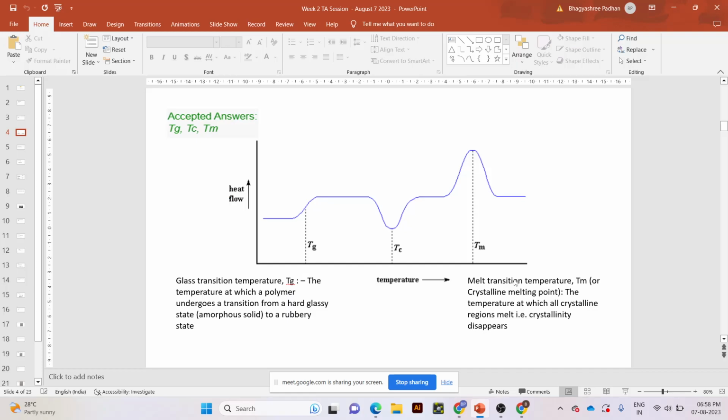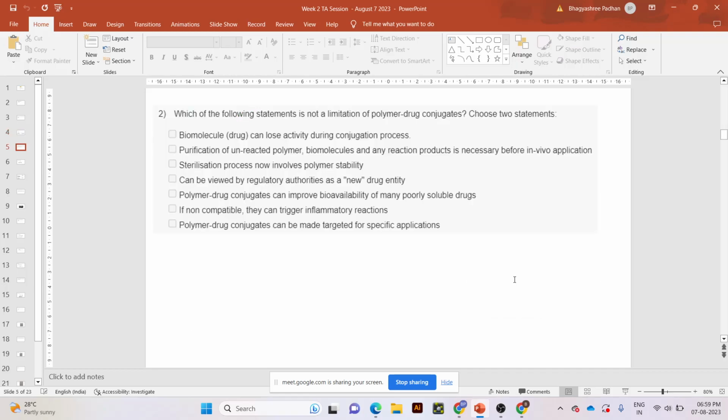Glass transition temperature Tg is the temperature at which a polymer undergoes a transition from a hard glassy state to a rubbery state. Tm, the melt transition temperature or crystalline melting point, is the temperature at which all crystalline regions melt, that is, crystallinity disappears, and Tc is the crystallization temperature. So the option will be Tg, Tc, and Tm.